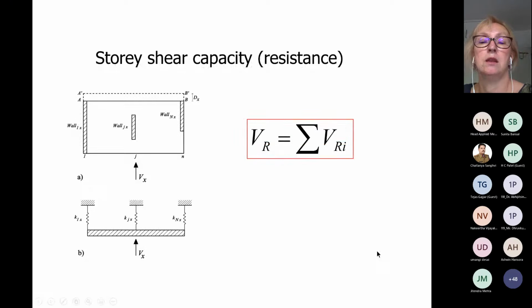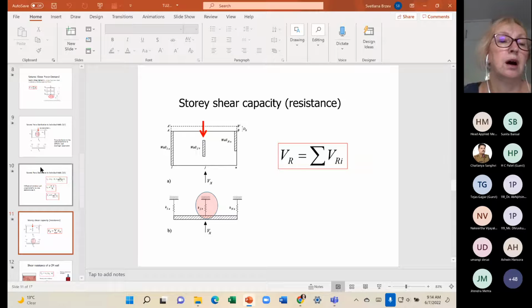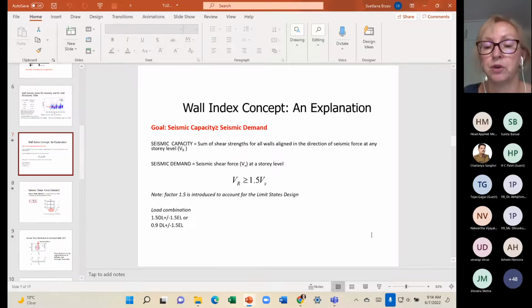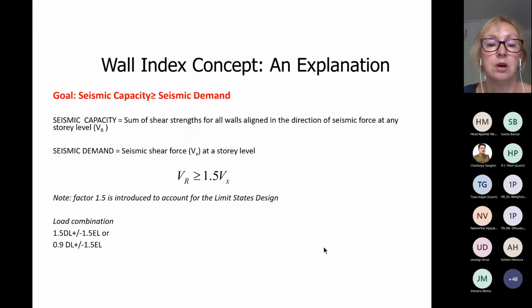Then, story shear capacity or resistance. Now that was all about applied forces. Now we need to find what is on the other side. Remember the other side of the equation. We covered this part of the equation, the right-hand side, and found how we determine forces in the wall due to seismic loading.